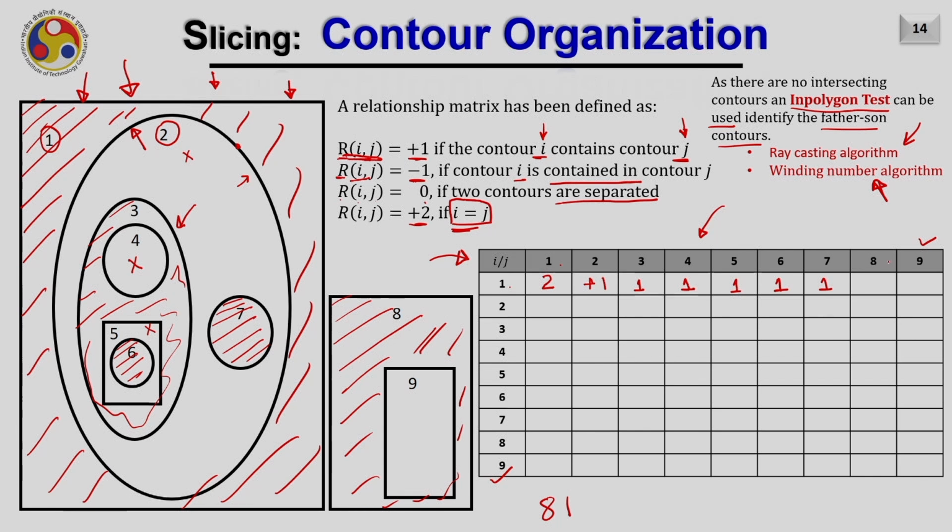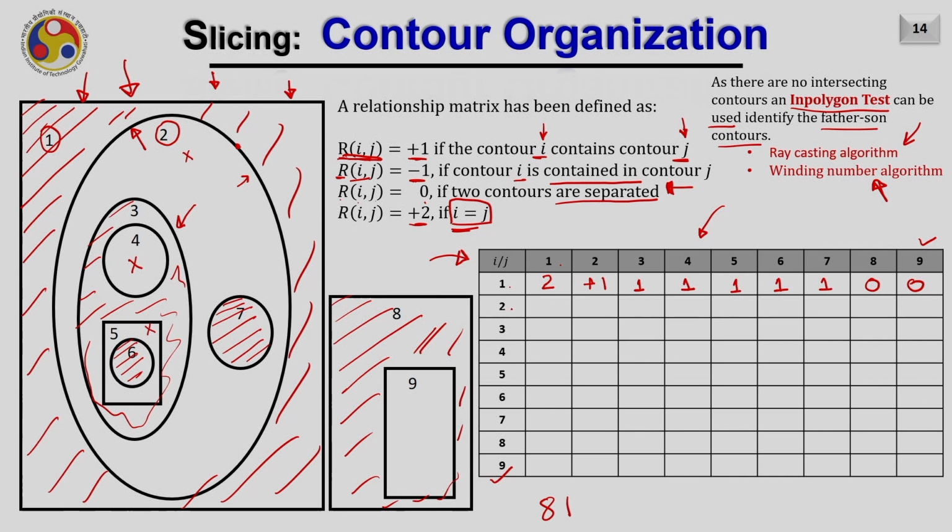Now, let us test for the contour 8 and 9. Contour 8 and 9 are outside the contour 1. That means they are the separated contours. Hence, we have to apply this particular case, and hence we need to write 0 here. Now, let us move to the next row, that is corresponding to the second contour.